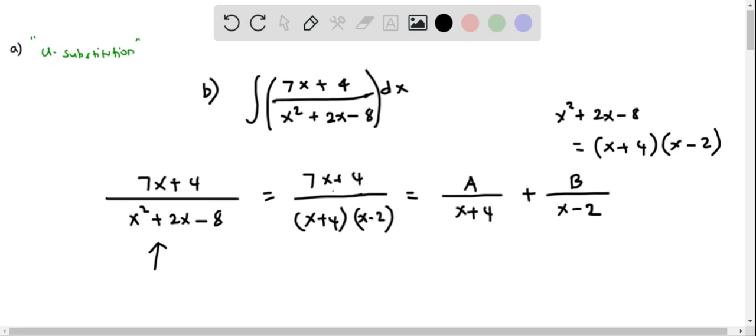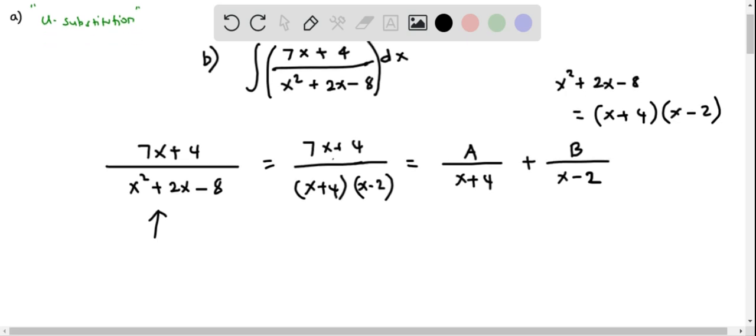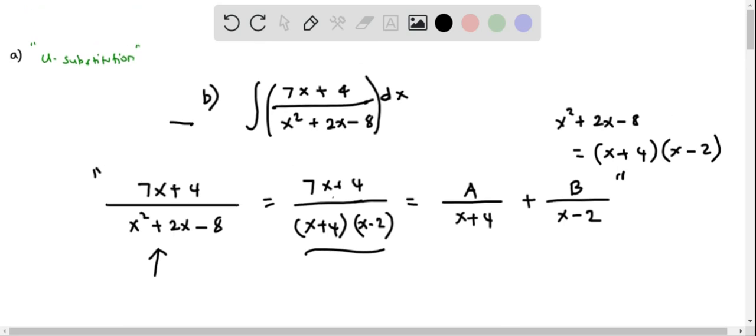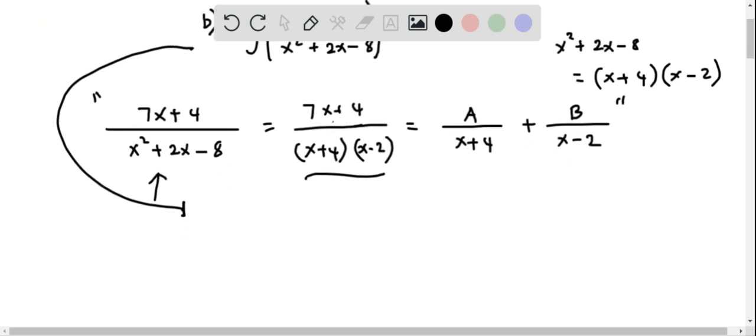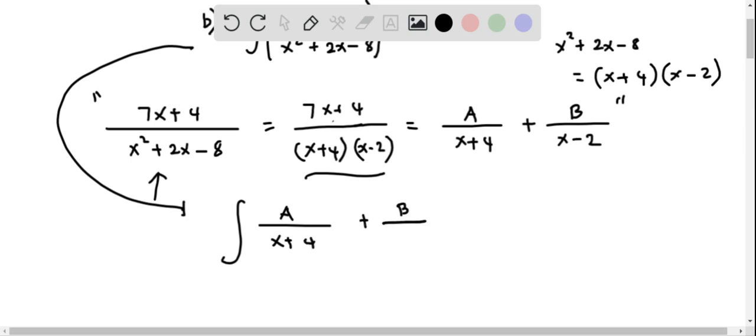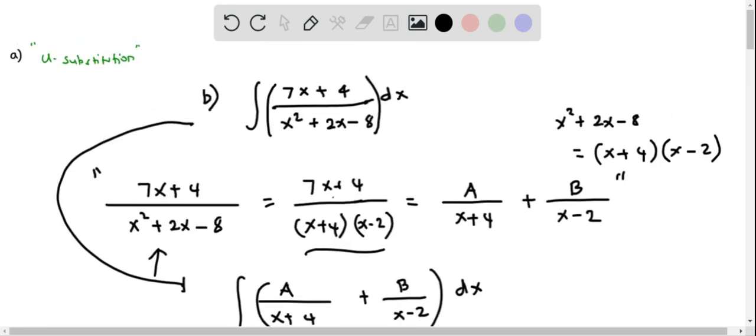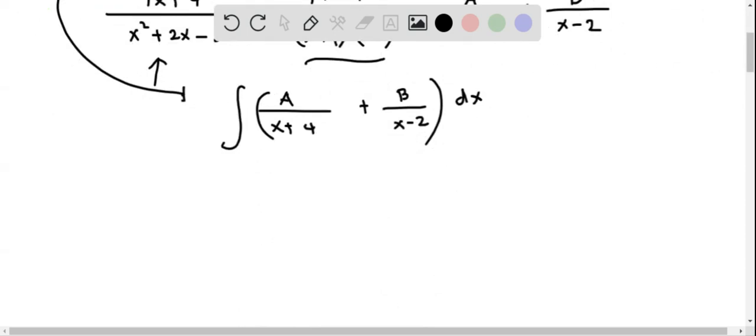According to the partial fraction method, we solve for A and B by multiplying both sides by the least common denominator, which is this expression. So we determine the values of A and B and then rewrite the given integral as a sum of partial fractions, that is A divided by x plus 4 and then B divided by x minus 2 dx. We have rewritten the given rational expression in a simple form using the partial fraction decomposition method.